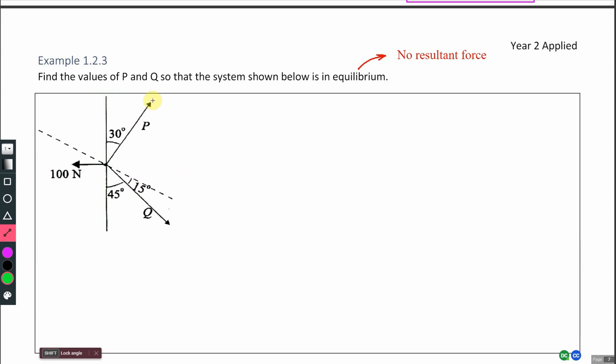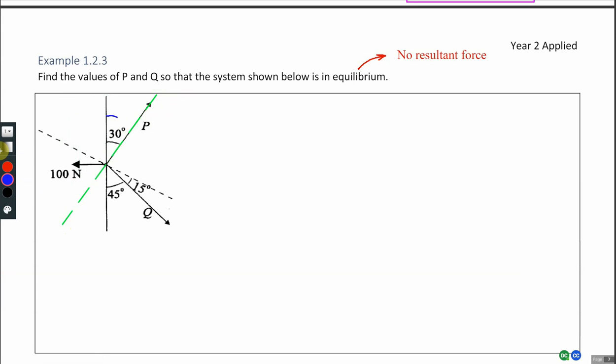I'm just going to, however, use this dotted line that has been introduced, and I'm going to draw another dotted line in the same direction as P. Now let's look at the angles in a bit more detail.